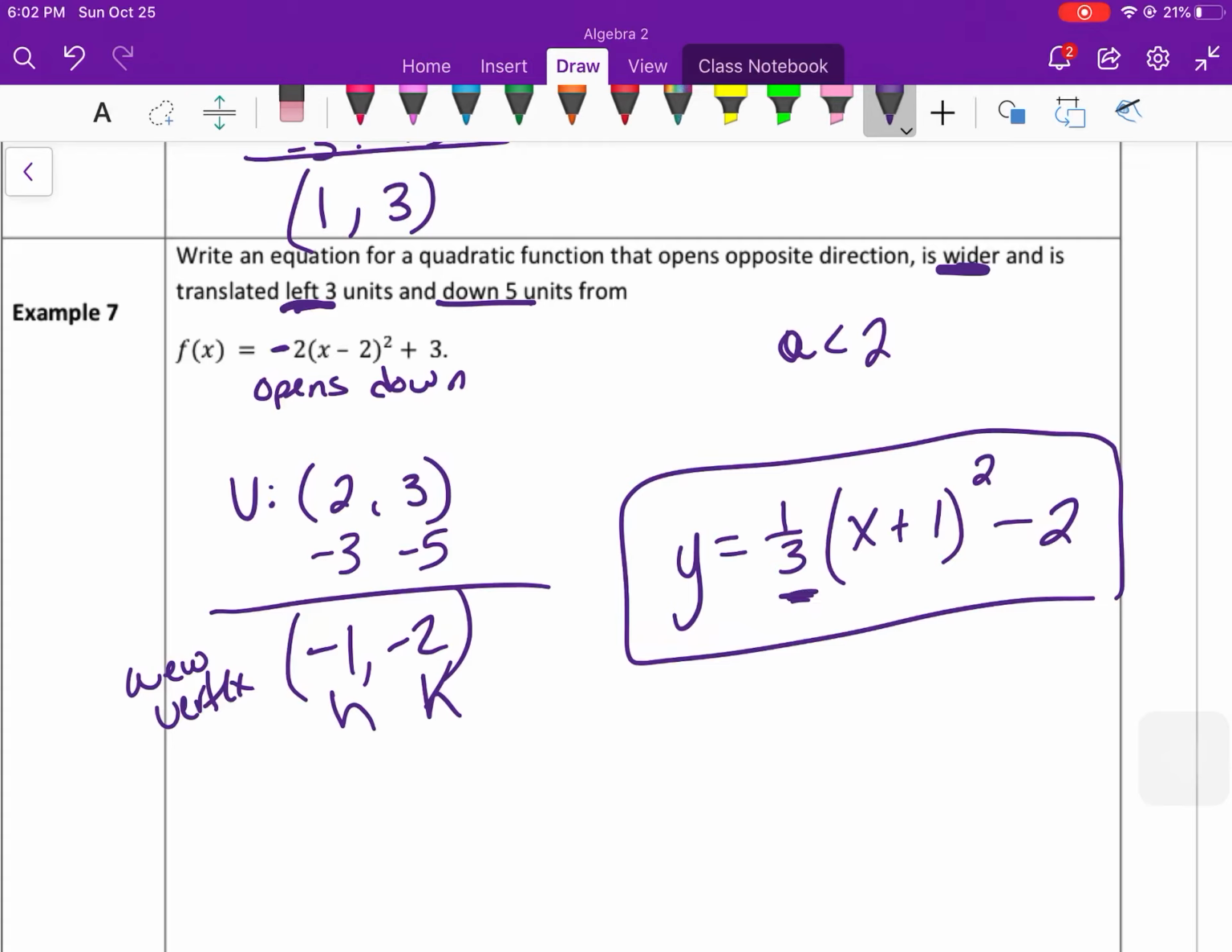So you could have multiple different answers here because you could choose multiple different a values, but it still meets that criteria. Okay, that's it for Unit 3.